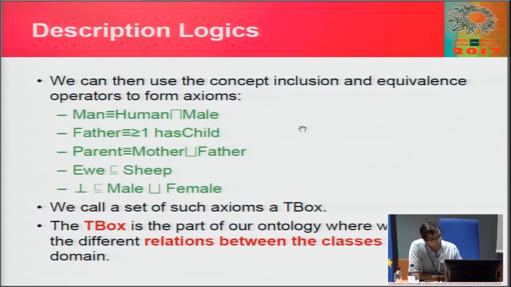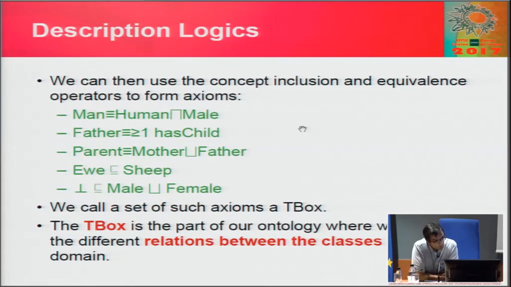And then, as regards the concept inclusion operator, we can, for example, relate the class Ewe with the class Sheep to state that the class of ewes is a subclass of the class of sheep. And then finally, we use the inconsistent, the bottom concept. You can think of it as referring to the empty set. So you can say that the union of the class of Males and the class of Females is greater than or equal to the empty set, which is kind of a redundant thing to say, but there you go.